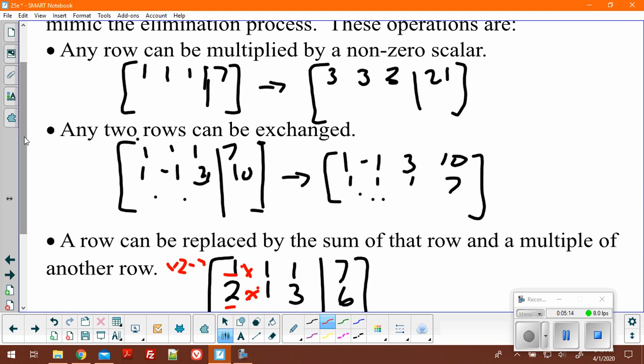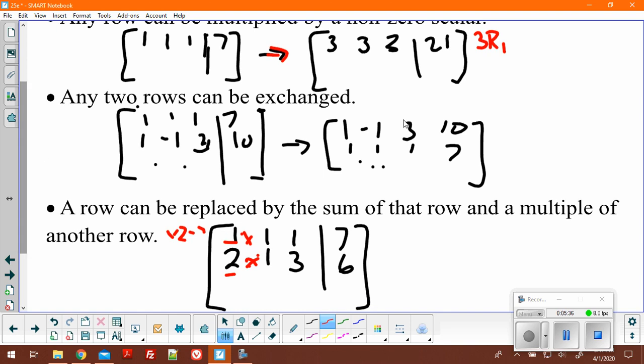When we make changes like this, we leave ourselves little notes so we can keep track of what happened. So that first one, when I said 1 1 1 7 became 3 3 3 21, I leave myself a little note that says this is 3 times row 1, because that's what I did. I just multiplied row 1 by 3. It's saying this is what I did to my last matrix to end up with this.